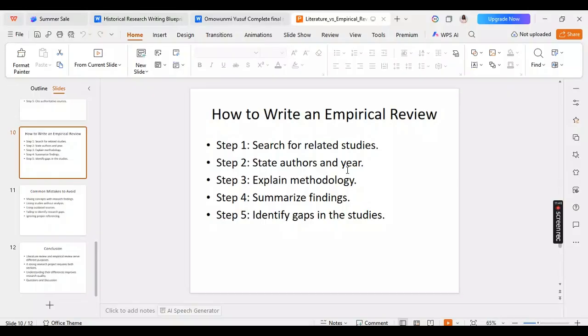If you are writing on a local journal on transport system, you look for books that are all on transport system. You look at what this author said, what this one said, what this one is saying differently. You state the authors, you state their year, you explain the method they used in conducting that particular research and getting their findings. You summarize all they found out, and from there you now identify the gap in the study.